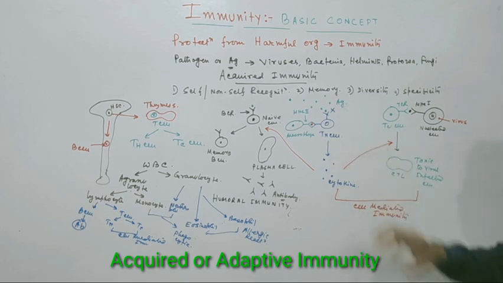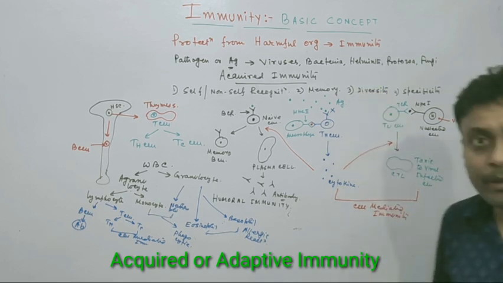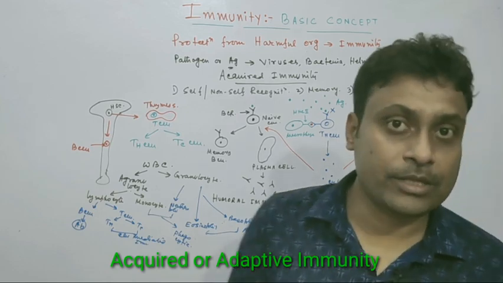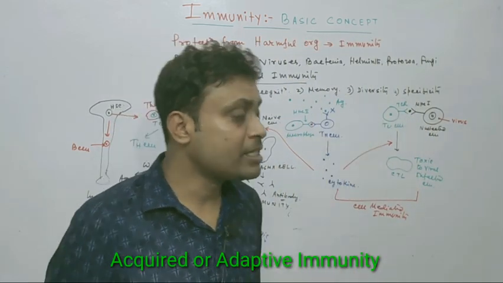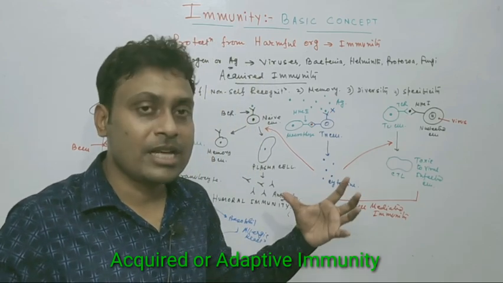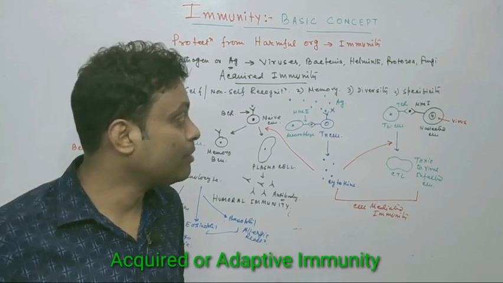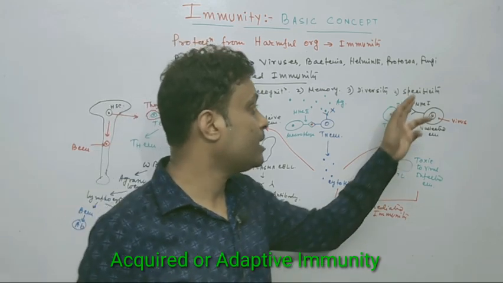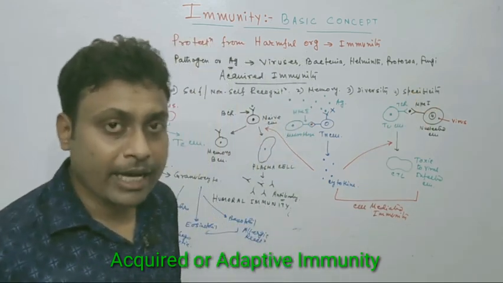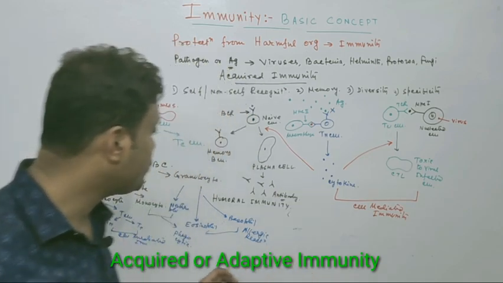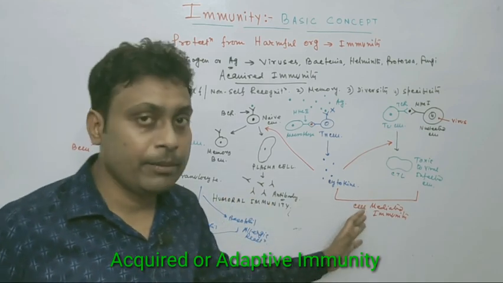Acquired immunity has a remarkable memory, that is, it can memorize which antigen is the first exposure and which antigen is the second exposure. And acquired immunity has diversity, and it will produce a huge variety of antibodies against the huge number of antigens present in the world. Okay, and specificity: acquired immunity produces a specific antibody against a specific antigen. And acquired immunity is of two types: humoral immunity and cell-mediated immunity.